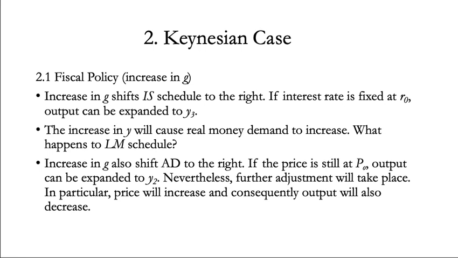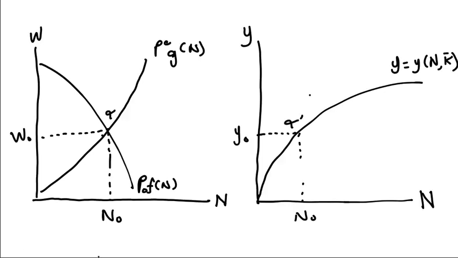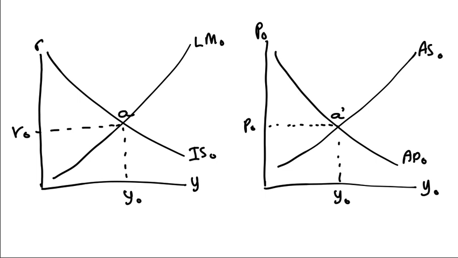All of this can be easily explained using four different graphs. The first graph is the IS-LM schedules. The second graph is AD-AS. The third graph is the nominal labor market. And the fourth graph is the production function. So here, there is an increase in G.